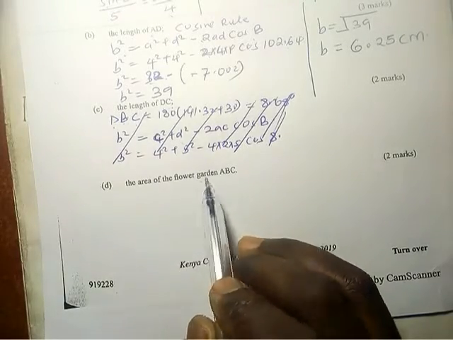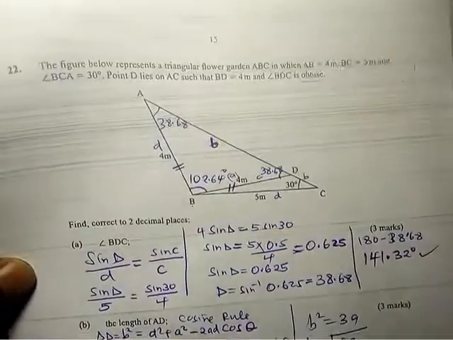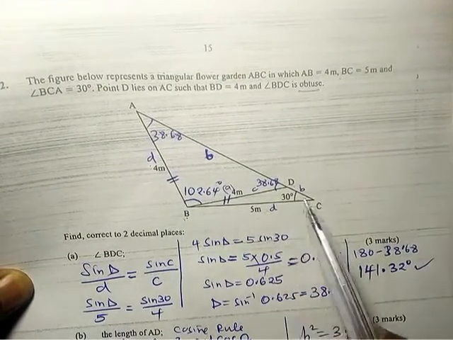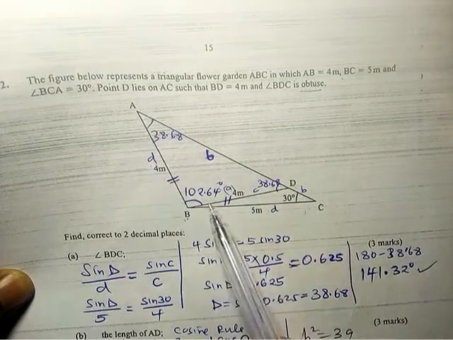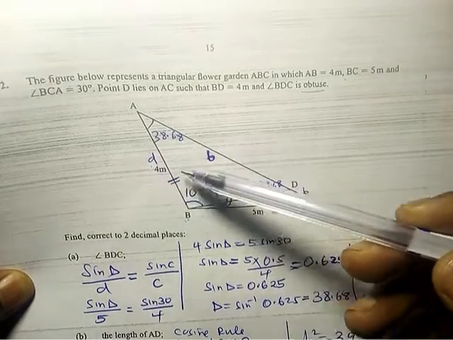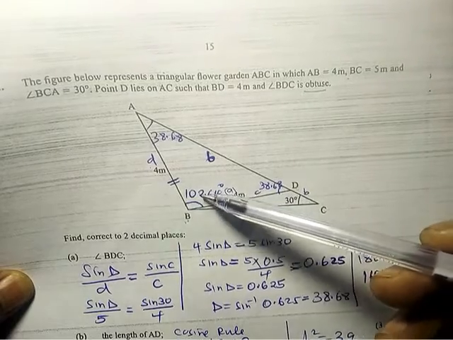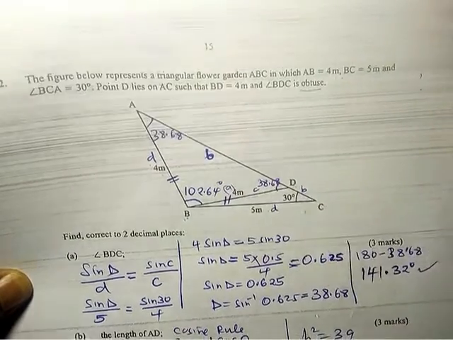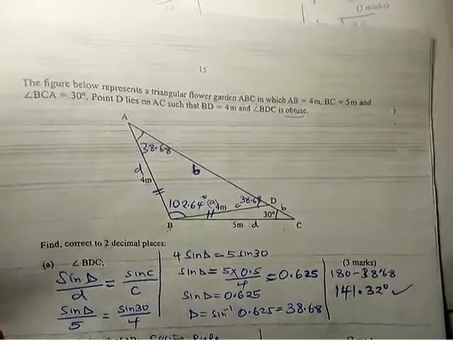Area of the flower garden ABC. So we want to calculate the area of ABC. So to get the area of ABC, we calculate the area of these two triangles and then add. Now here we have side and side and this angle, we are going to use a half times side times side times sine the angle which is between. So by so doing, we will get the area.